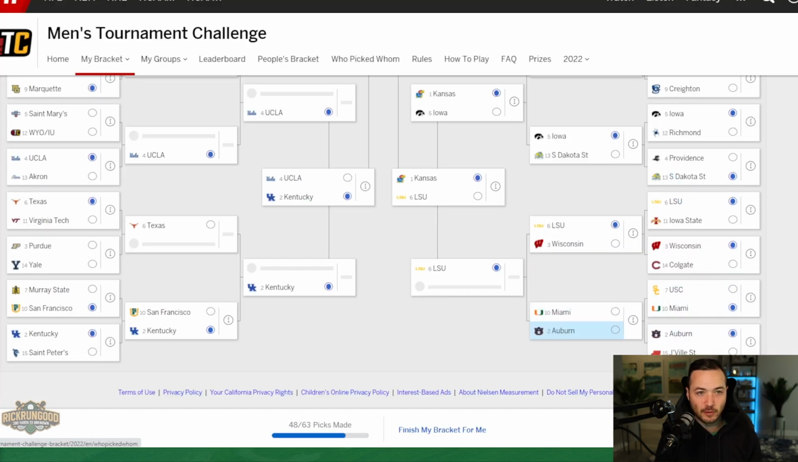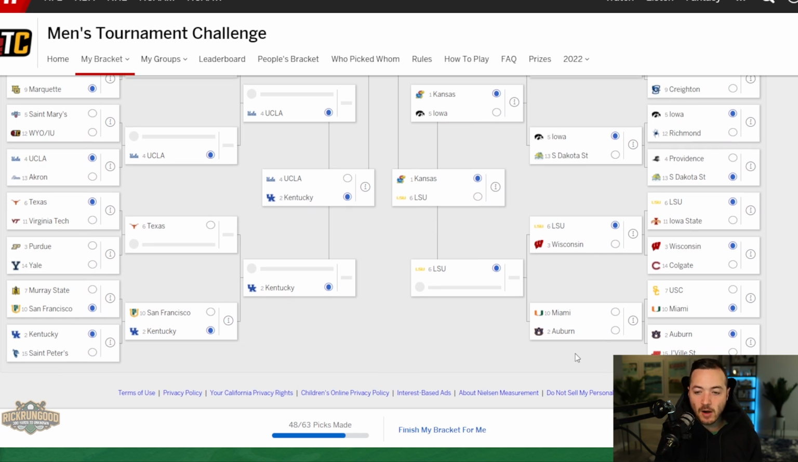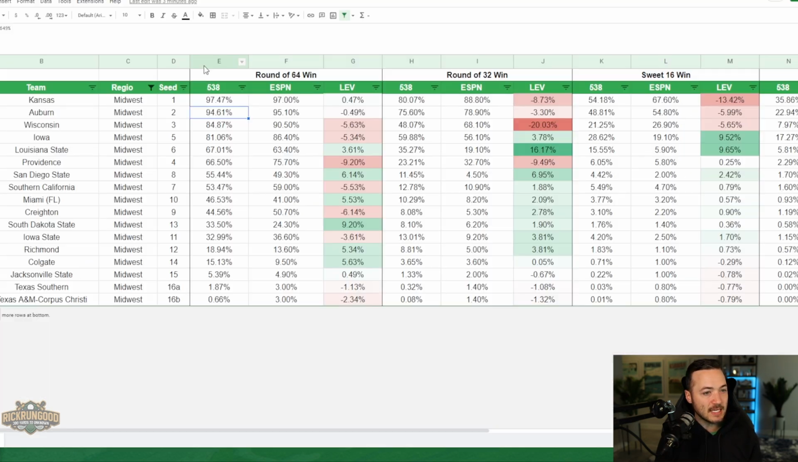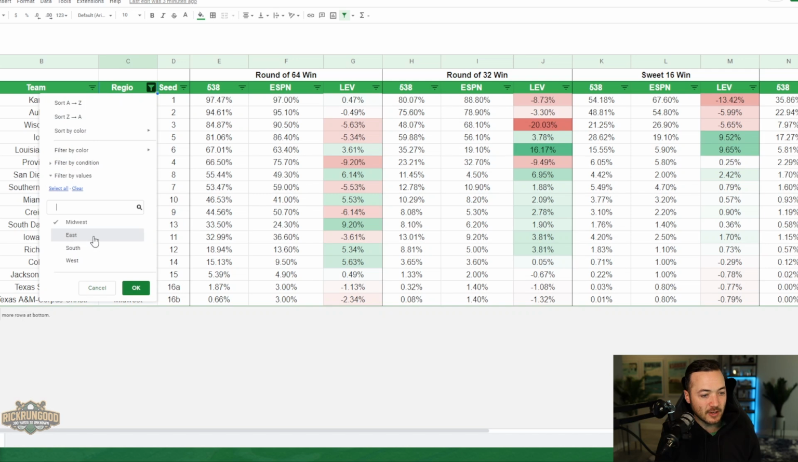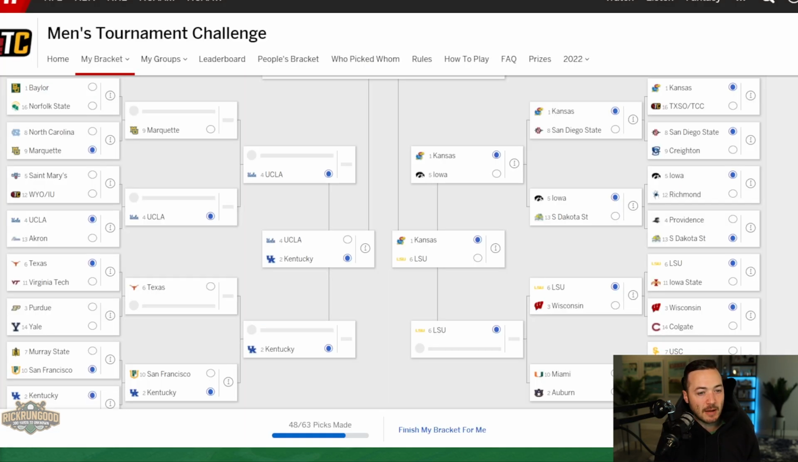And then I imagine Auburn over Jacksonville State is probably a huge number. Yeah, it's actually not bad. Okay, perfect. So now we've got that. Let's go to the East region. I feel like I'm doing the selection show. The East region, sorted by win probability.